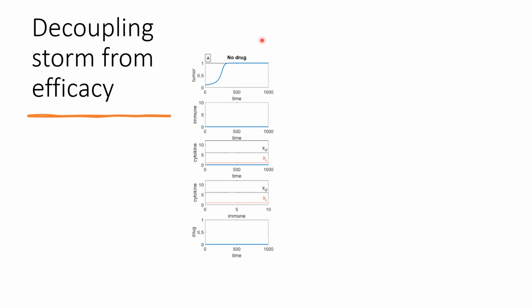So this was kind of the test case, no drug, to show that yes, the immune system is not really doing anything to eliminate the tumor in the absence of intervention. So the top panel is the tumor, then it's the immune cells over time. Third one is cytokines over time. This one is cytokines versus immune cells. So we'll see why this is important. And the bottom one is the drug.